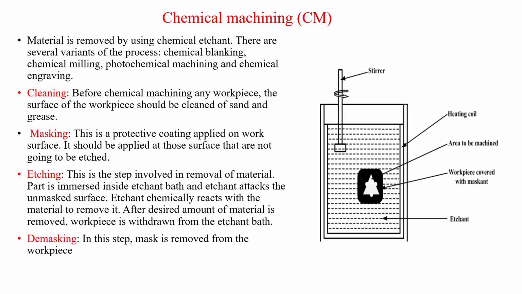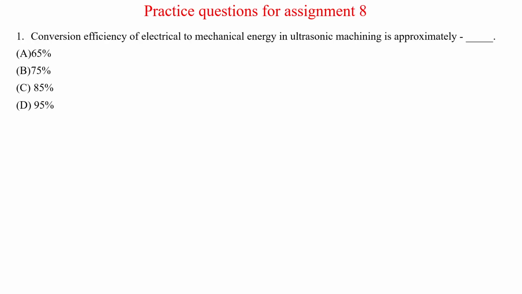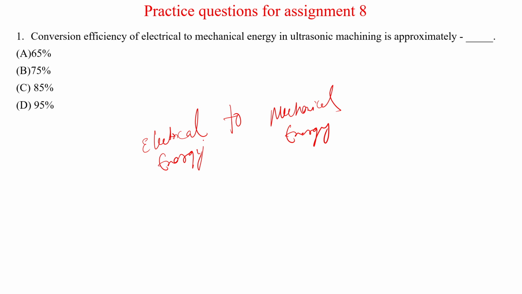Okay, now let's start the practice questions. My first question is, conversion efficiency of electrical to mechanical energy in ultrasonic machining is approximately? We have seen this very clearly in ultrasonic machining. There is a conversion from electrical energy to mechanical energy. A transducer provides the required frequency, and the tool is moved in reciprocating motion, and the conversion efficiency is 95%. So the answer is D.